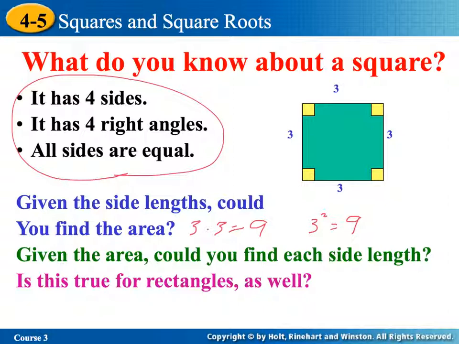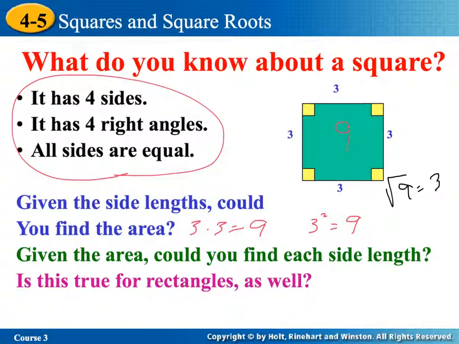All right? Now, if I gave you the area of this square, could you find the side length? Yes, and the way you do that is you find the square root. So, for instance, this square has an area of 9. If I wanted to go from the area back to the side, I would find the square root of 9. Because the square root of 9 is 3.